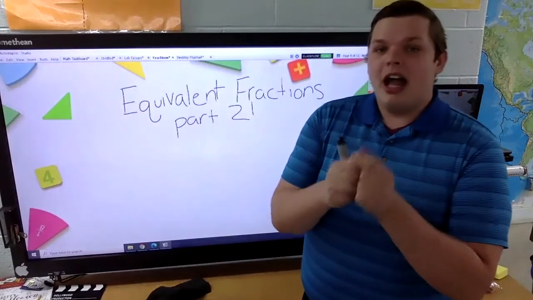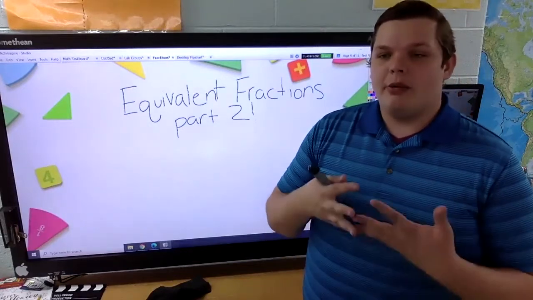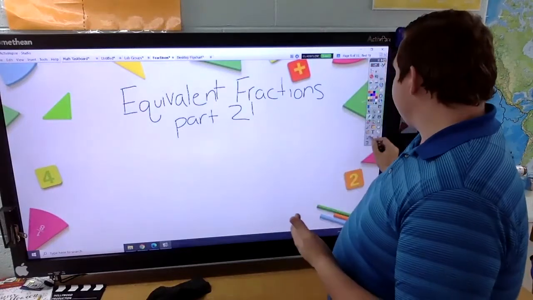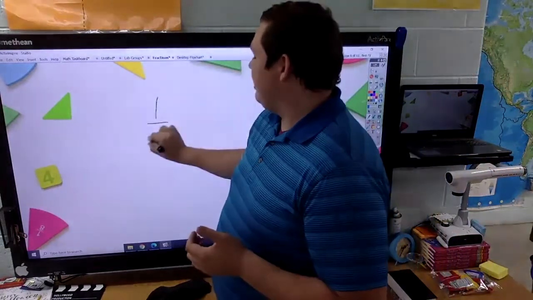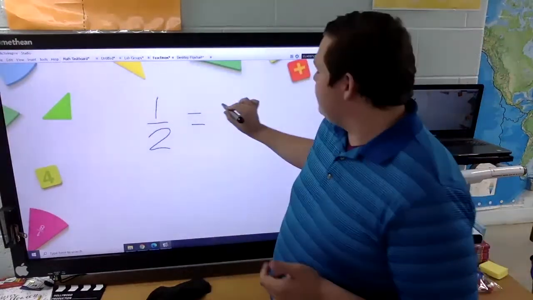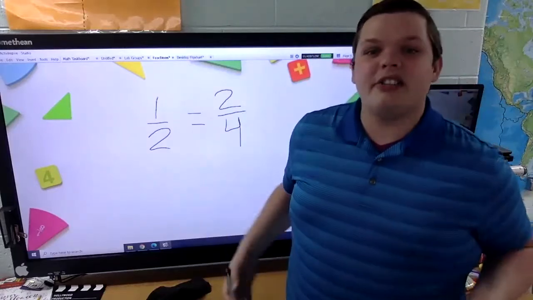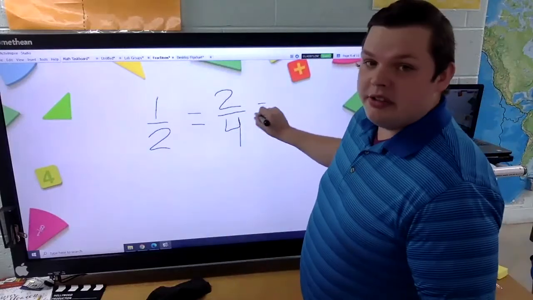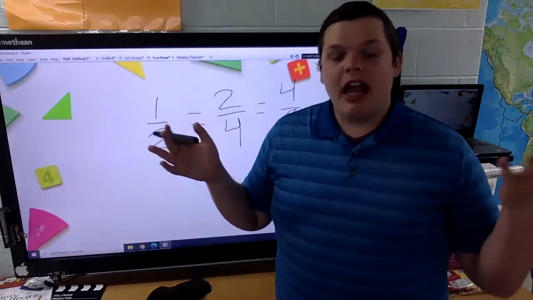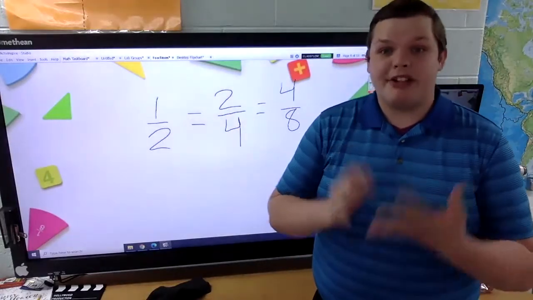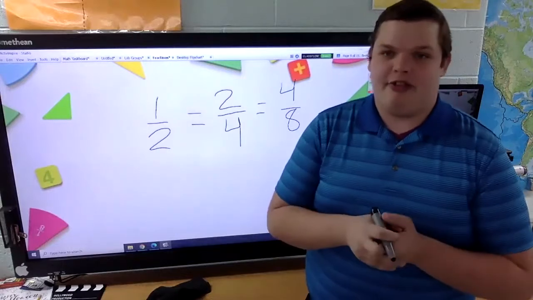Just a quick reminder, equivalent means equal, and we talked about how to make equal fractions. For instance, if you have the fraction 1/2, that is also equal to 2/4. Same amount, just cut into smaller pieces. It's also equal to 4/8. If you are unsure on how to multiply or divide, make sure you watch lesson video number 2. I showed you how to find equivalent fractions.